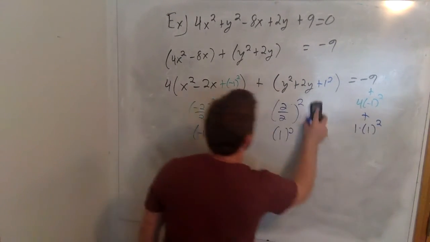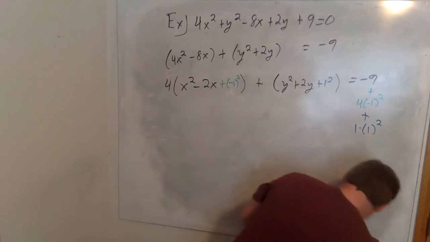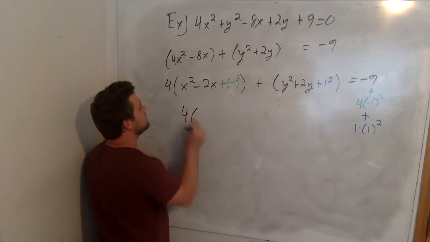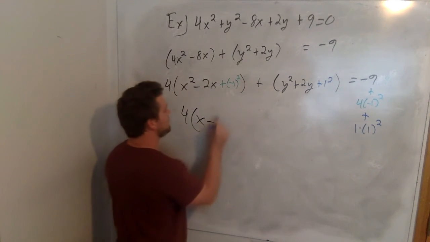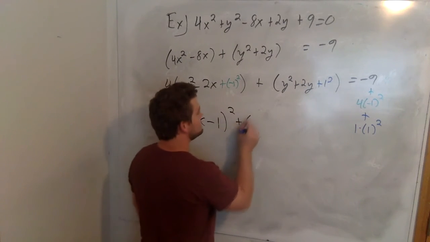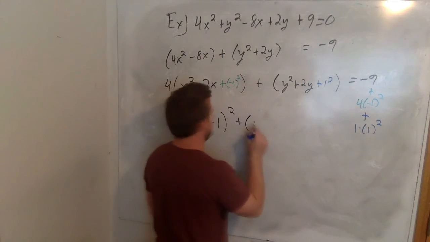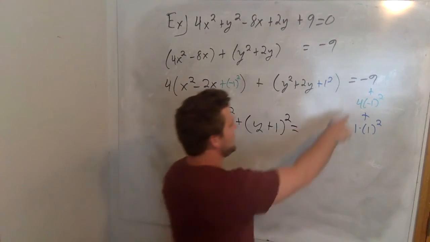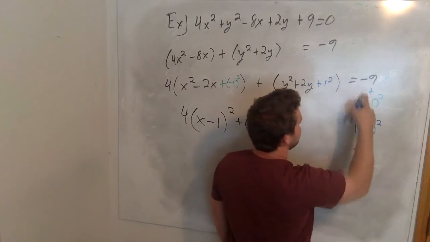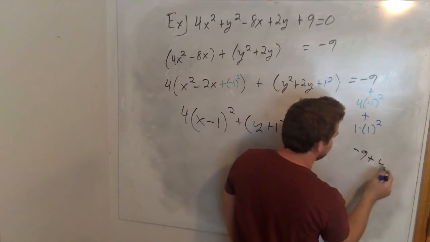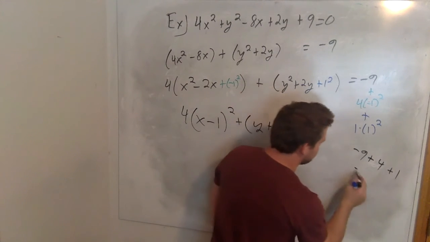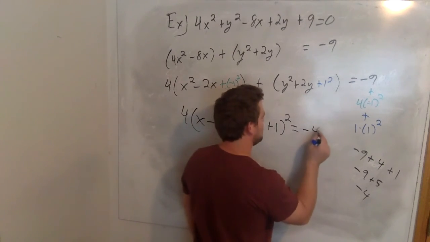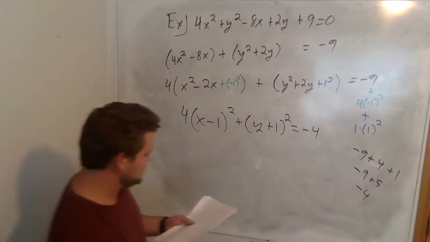Okay, so let's see what we get. Right, so we will have a 4. This will factor to a x minus 1 squared. This will factor to a y plus 1 squared. And what will that be equal to? Well, what do we have here? This is a negative 9 plus 4 plus 1, negative 9 plus 5, what do we get? Negative 4. We get negative 4.